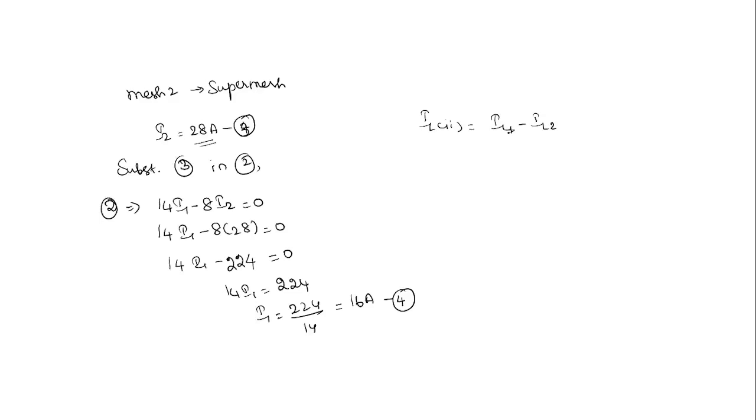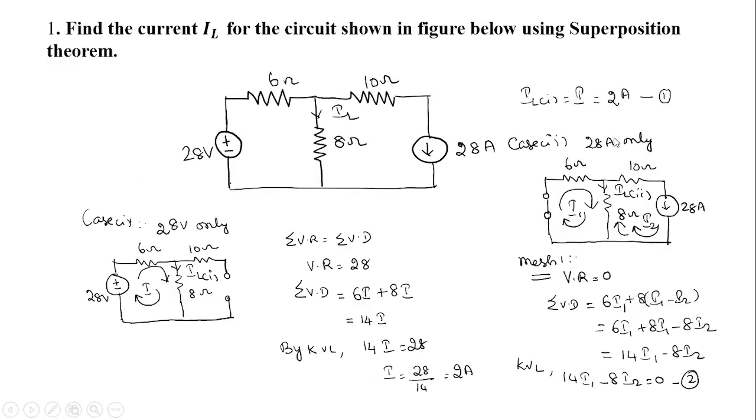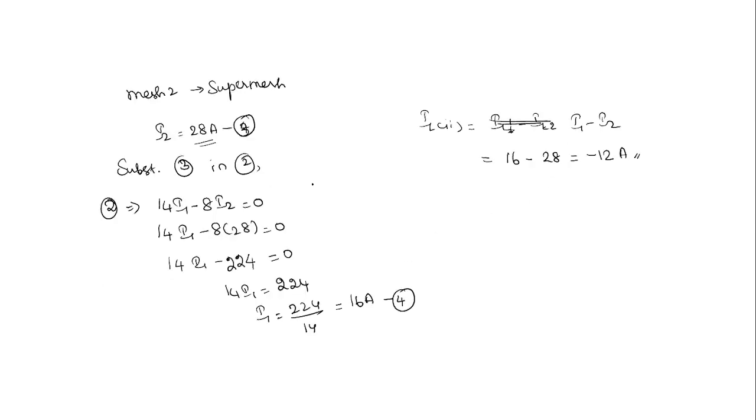Sorry, I1 minus I2. So in this case, I1 is 16 and I2 is 28. So on subtracting these two, we'll get minus 12 ampere. So this is the current in case 2. Already we have found the current in case 1, that is 2 ampere.